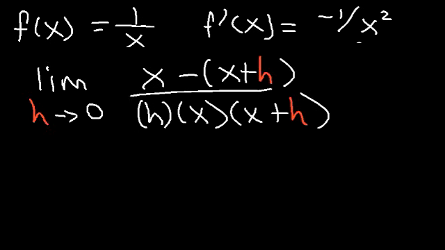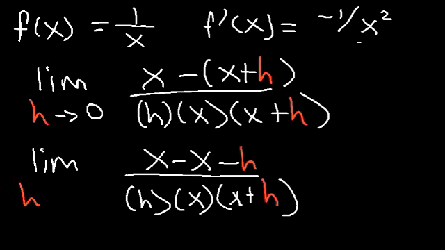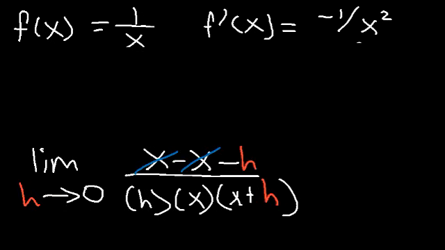So now let's distribute the negative sign into x and x plus h. So it's going to be x minus x minus h divided by everything that we have on the bottom. Notice what we can cancel in this expression. So we can get rid of the x's. X minus x is 0. So now what do we have left over? And what can we do next?